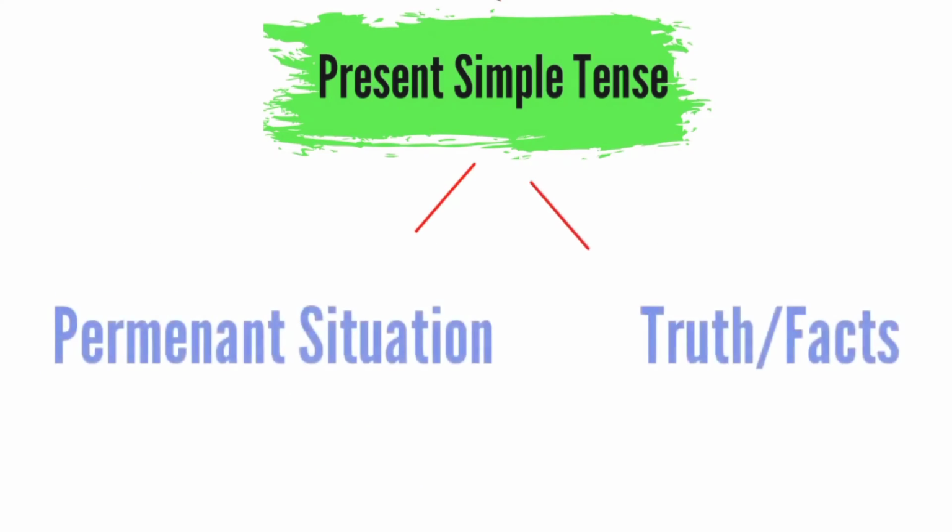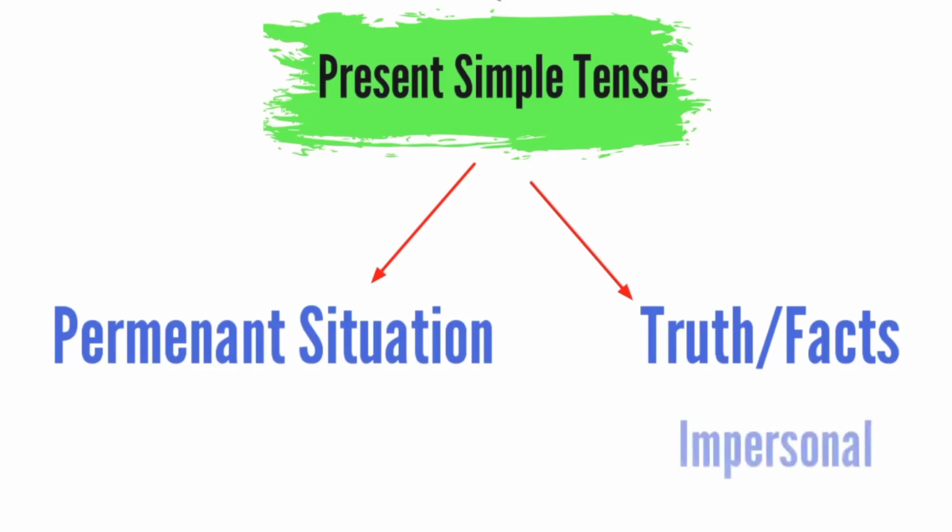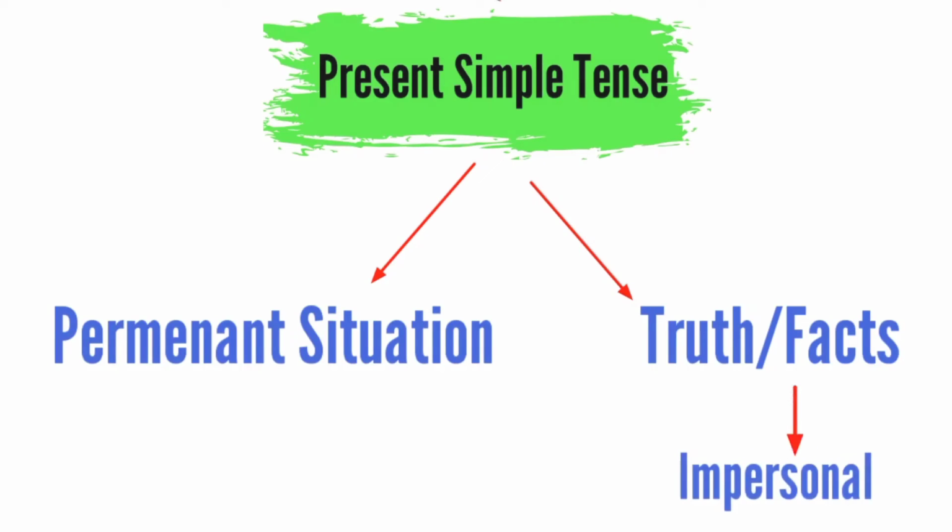The permanent situation and fact and truth, both conditions seem very resembling. It seems that permanent situations and facts and truths are the same thing. But the thing is that facts and truths are not in a personal way. On the other hand, permanent situations are discussed in a personal way. So remember, facts and truths are impersonal, while permanent situation sentences are discussed in a personal criteria.